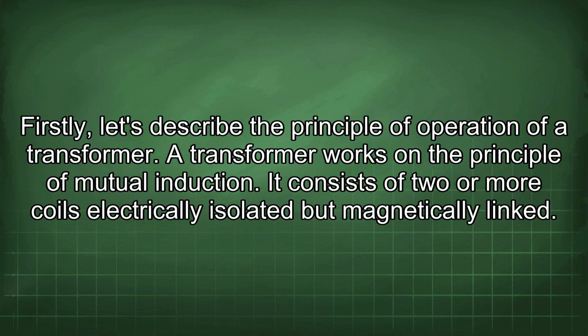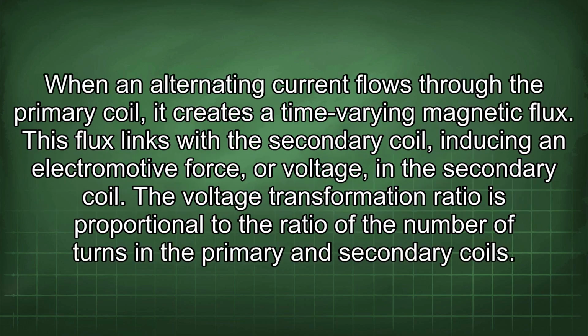A transformer works on the principle of mutual induction. It consists of 2 or more coils electrically isolated but magnetically linked. When an alternating current flows through the primary coil, it creates a time-varying magnetic flux. This flux links with the secondary coil, inducing an electromotive force, or voltage, in the secondary coil. The voltage transformation ratio is proportional to the ratio of the number of turns in the primary and secondary coils.